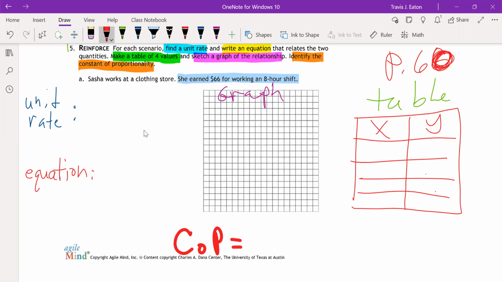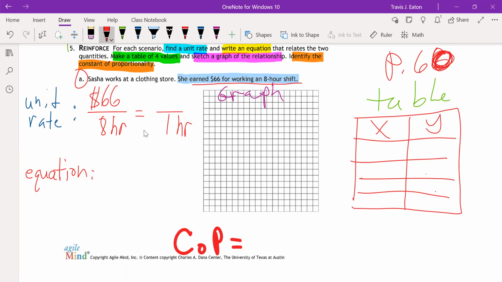So question A. Sasha works at a clothing store and she earns $66 for working an 8-hour shift. To set up our unit rate, we have to set up the ratio that relates the amount of money that she makes versus the number of hours that she works. So she makes $66 for working 8 hours. What would that be for 1 hour? Because that would be our unit rate.